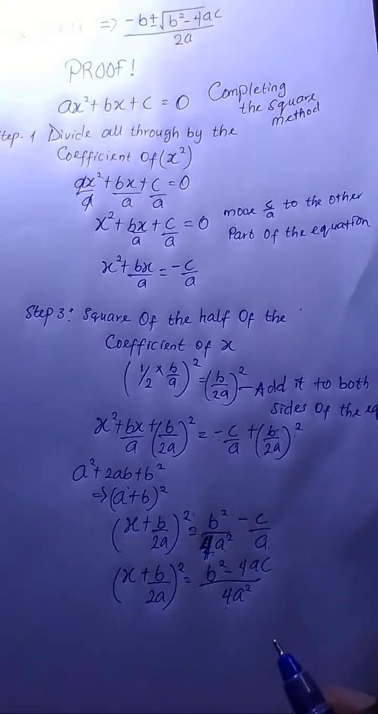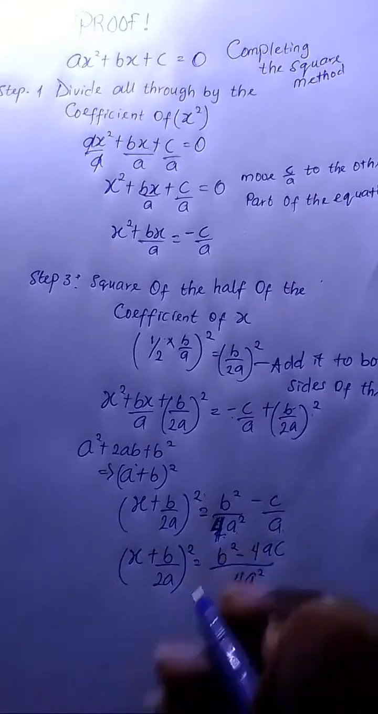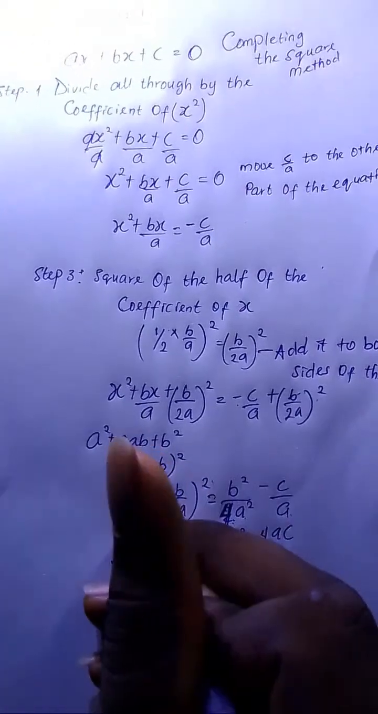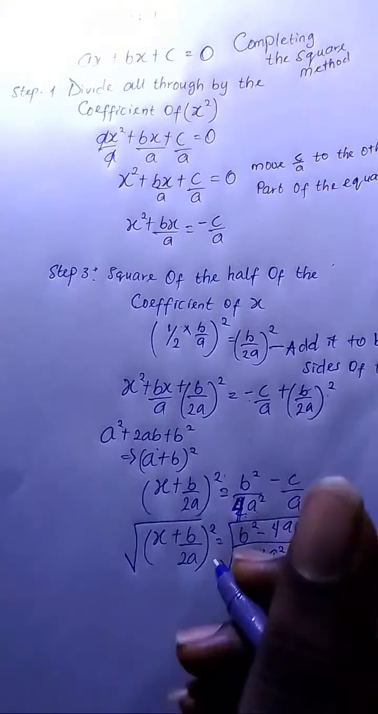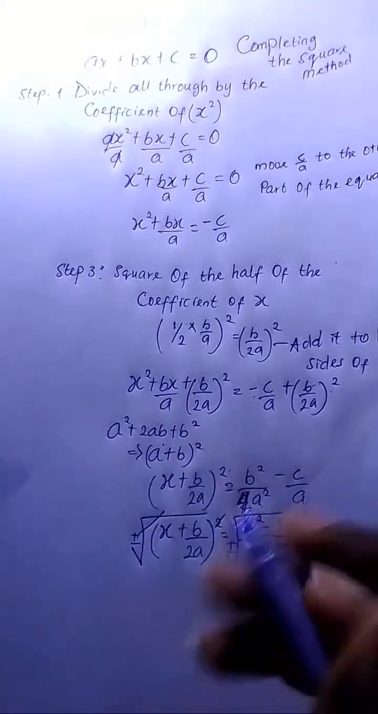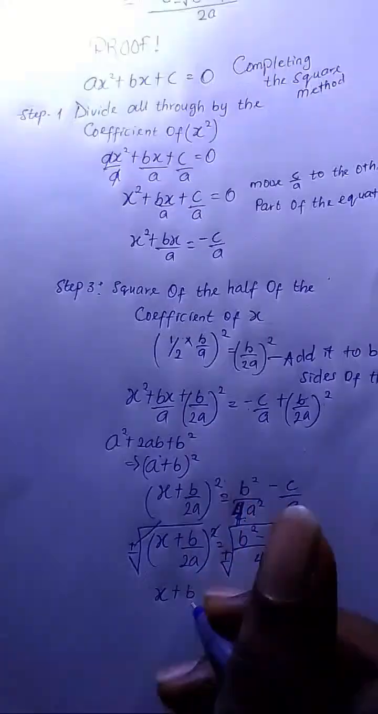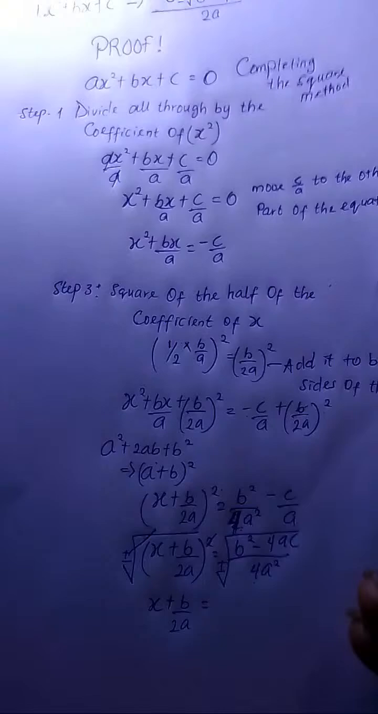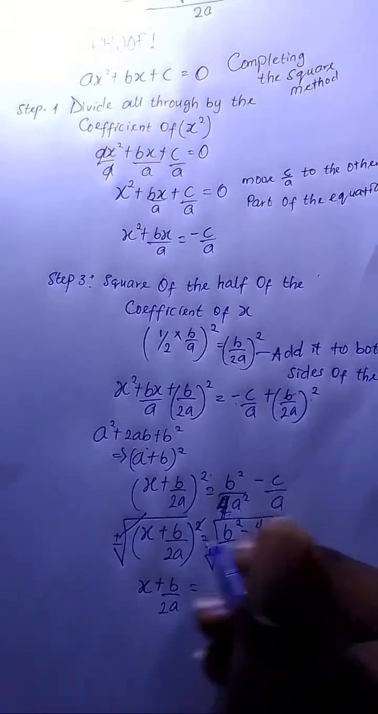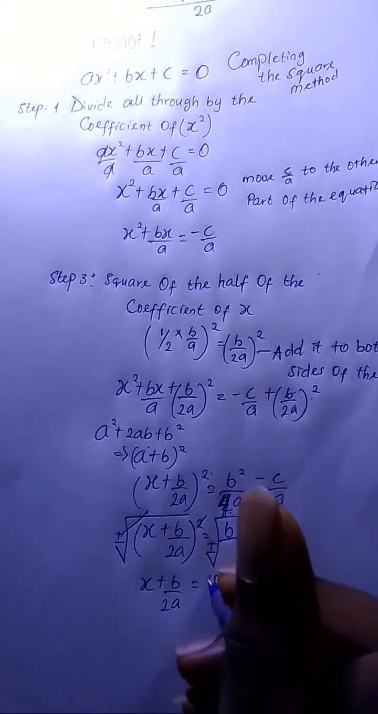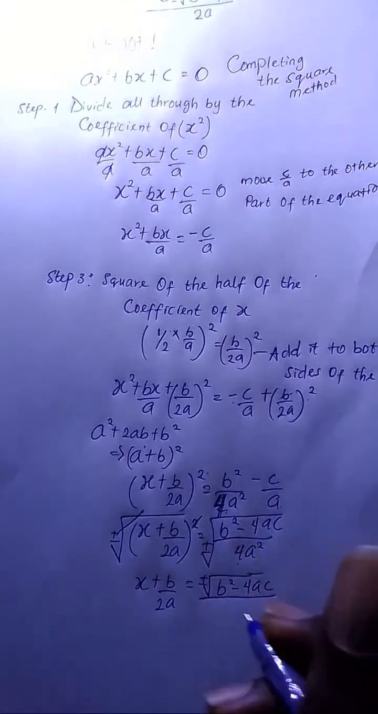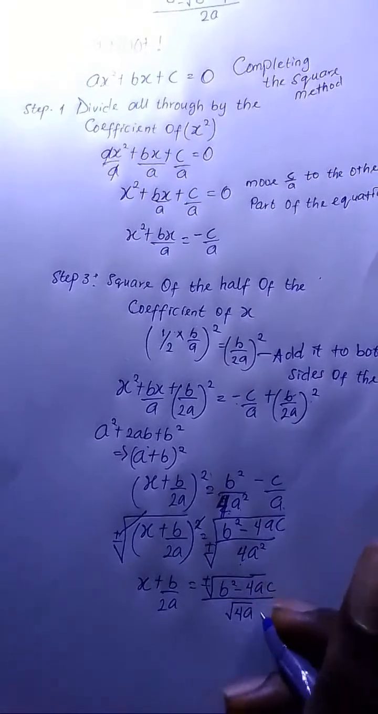Alright, so now the next thing to do is we can cancel this square by square rooting both sides. When we square root both sides, we have plus or minus. The square cancels the square root, so we have x plus b over 2a equals, and we can split the square root by having plus or minus the square root of b squared minus 4ac over the square root of 4a squared.